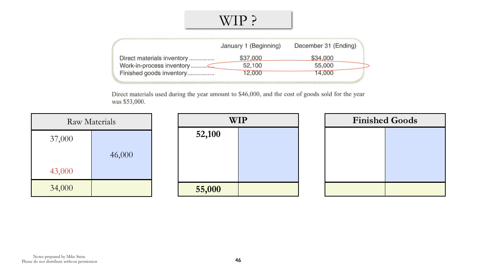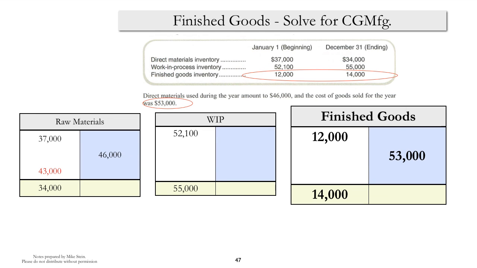Now we look at the work in process account, and once again we have beginning and ending inventories. However, there's no other information provided, so we've kind of hit a dead end here. So we're just going to put it aside for a second and then go forward to the finished goods account.